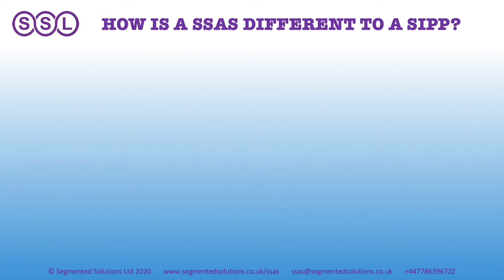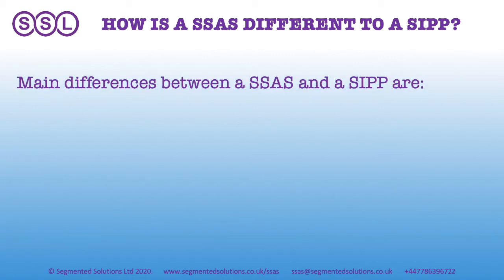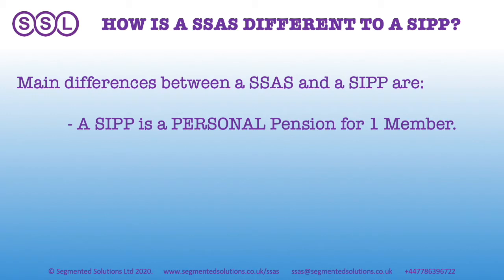Key things that are different between a SSAS and a SIPP. We've already mentioned a number of them, but let's just go through some of the key ones. A SIPP is a personal plan. It only has one member. So it is personal to you, and the funding limits within it, the lifetime limit and all of the other pensions regulations apply to that for you as an individual.